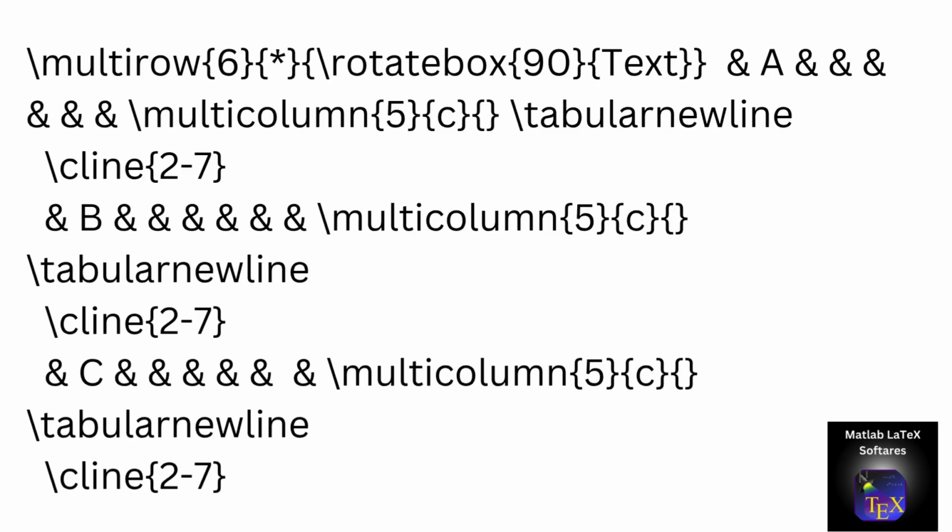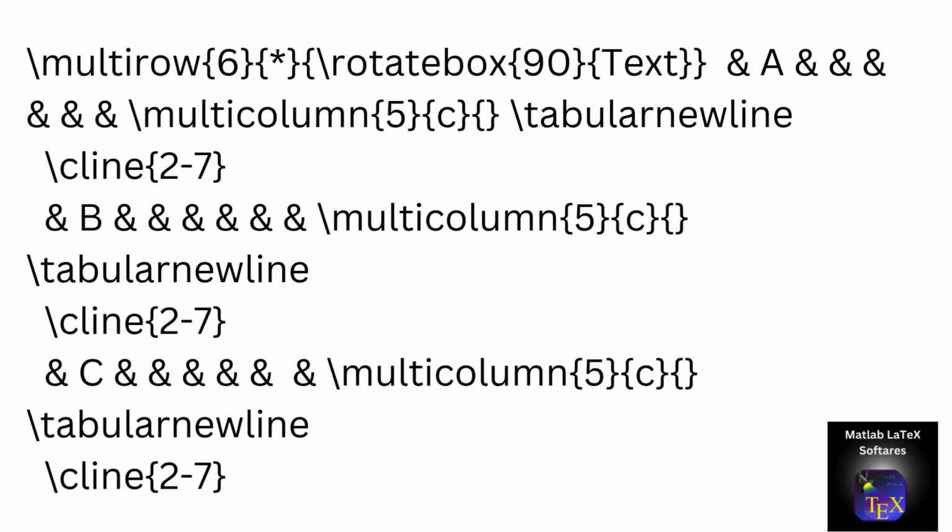This section of the LaTeX code continues building the second part of the table, again using a vertically oriented label and multiple grouped rows. The command multirow of 6 rotate 90 text merges 6 rows in the first column, displaying the word text rotated by 90 degrees so it appears vertically along the side. This vertical label spans all the rows in this section, just like in the previous part.